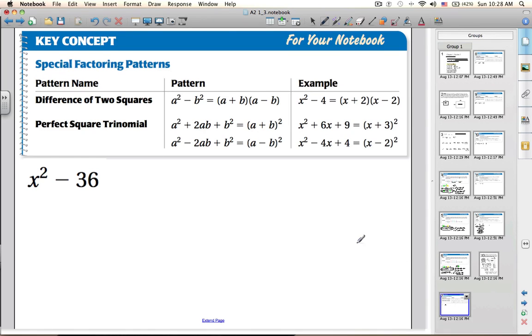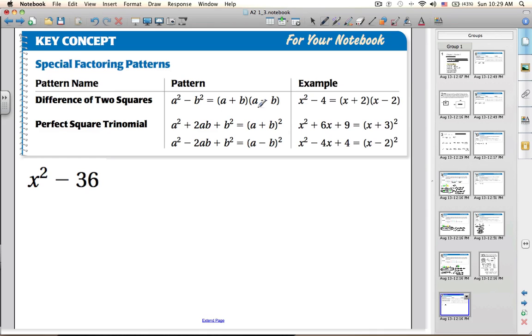Okay, another thing we want to work on is recognizing and using special patterns. So there are some special patterns like this one, the difference of two squares. The difference of two squares can be factored to be a plus b times a minus b. And in this case, you'll see that a is the square root of the first term, and b is the square root of the second term.